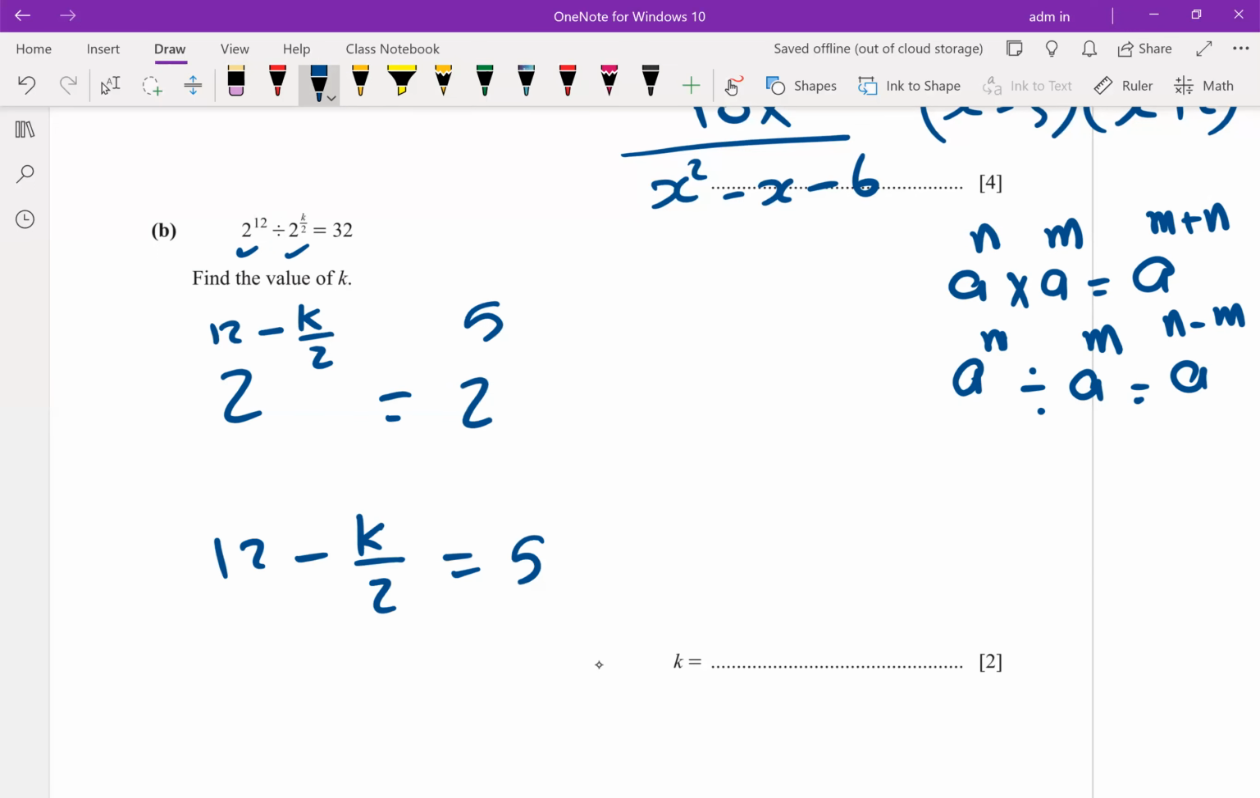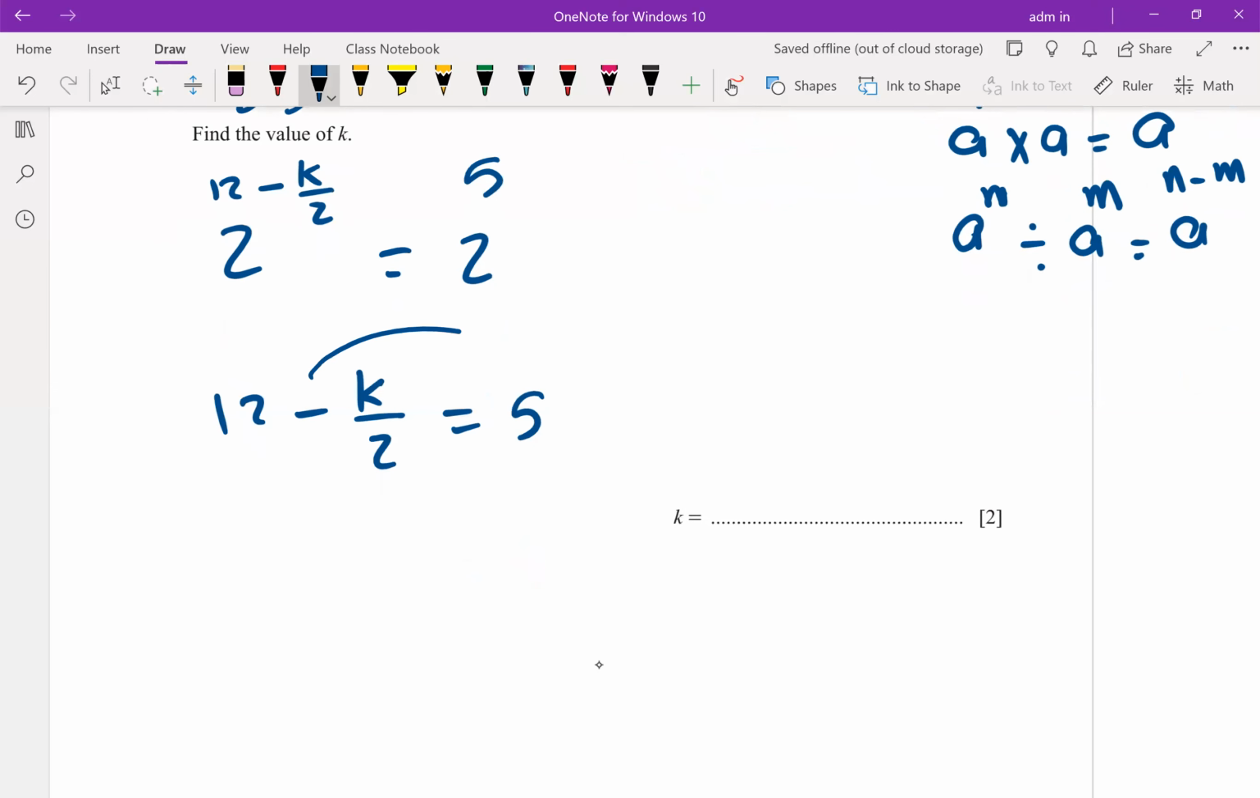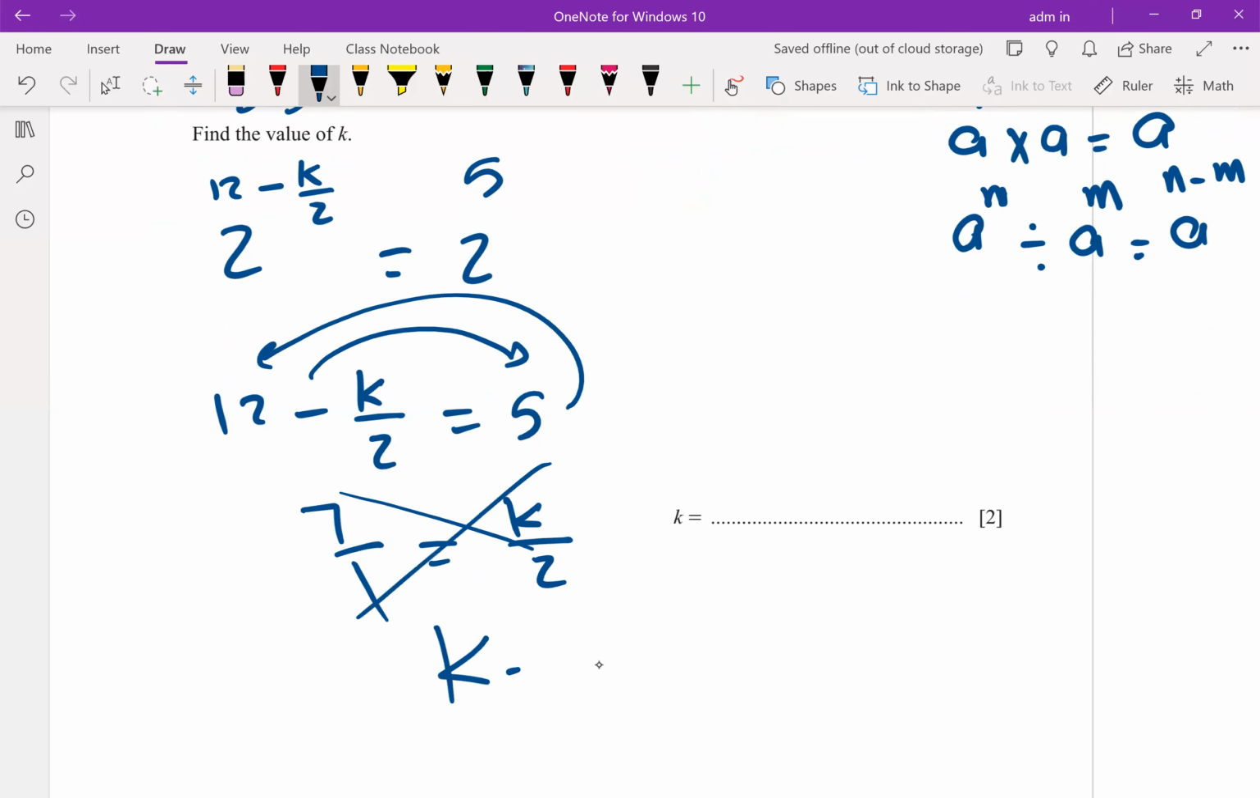How can I solve this equation? Negative k over 2 to move to the other side, k over 2. Then 5 move to the other side will be 7. Cross multiplication. So k equals what? 14. K is equal 14.